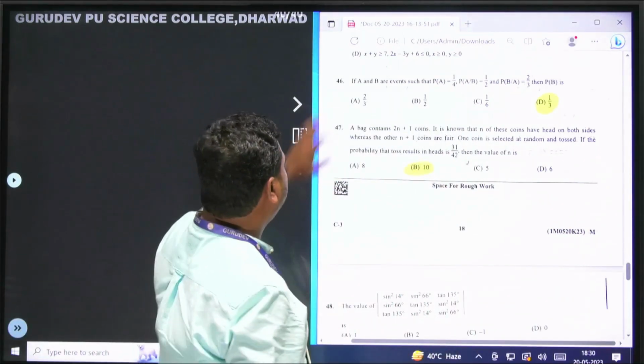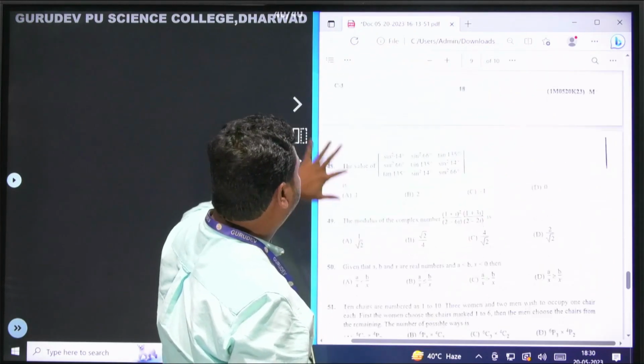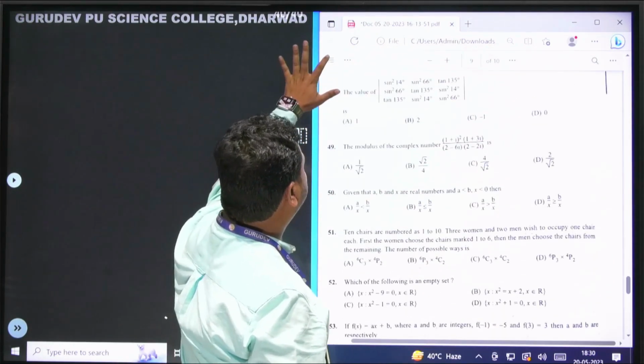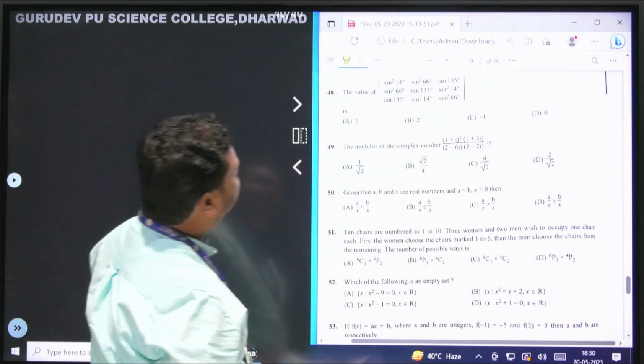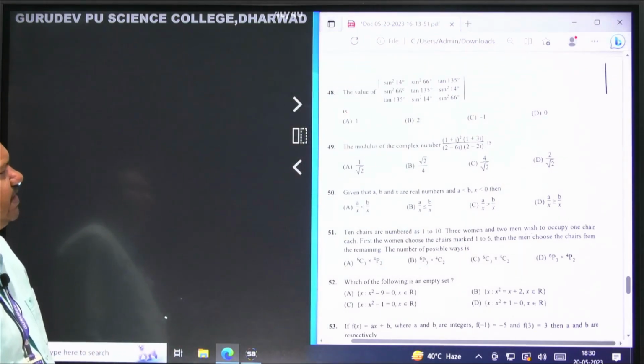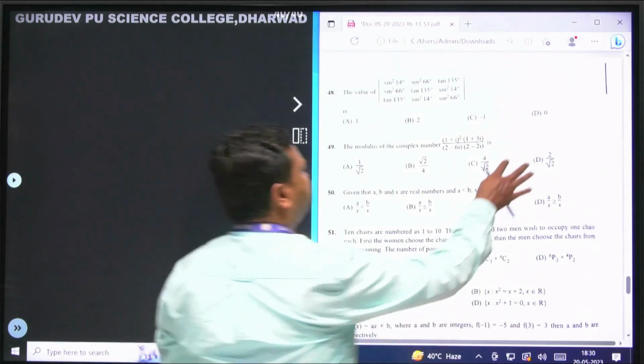Please notice that. Okay, then let me go for the next, the 48th question. For the 48th question, you can just try this, you can expand it, so you will be getting the answer as 0.